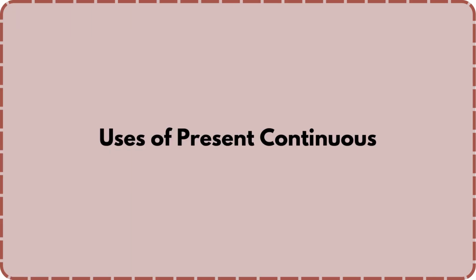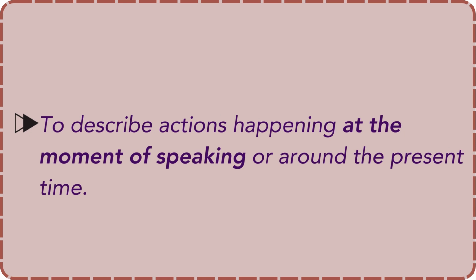Now, let's explore some common uses of the present continuous tense. Firstly, it's used to describe actions happening at the moment of speaking or around the present time. This tense emphasizes that the action or situation is temporary or ongoing, and it may include actions or situations that began before the moment of speaking, are happening during the moment of speaking, or are expected to continue after the moment of speaking. Here are some examples to illustrate the use of present continuous for temporary situations.